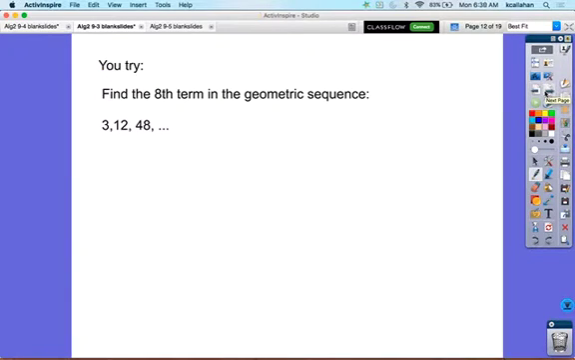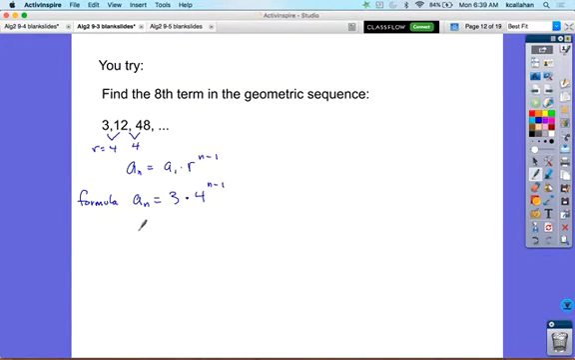So try to find the 8th term of this geometric sequence. Hit pause. When you're done, hit play. So an equals a1 times r to the n minus 1. What does it look like we keep multiplying by? How about 4? So r equals 4. So our formula will be an equals 3 times 4 to the n minus 1. That's the formula.